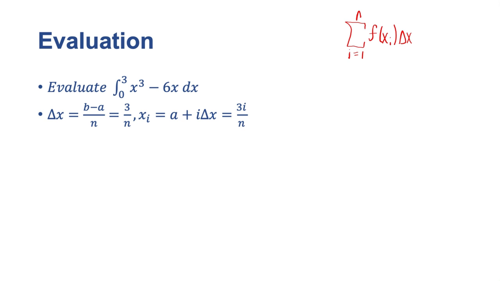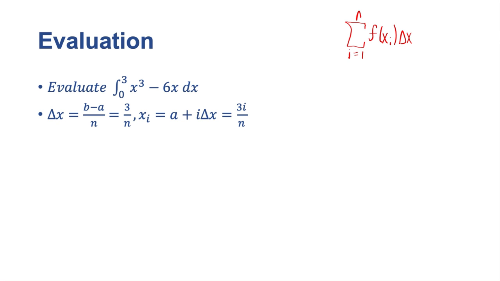So our delta x is just going to be b minus a over n. So the difference between 3 and 0 is going to be 3. And we divide that by n. So it gives us 3 over n. And x sub i is equal to a plus i times delta x. So this is just going to give us 3i over n, because a is 0.